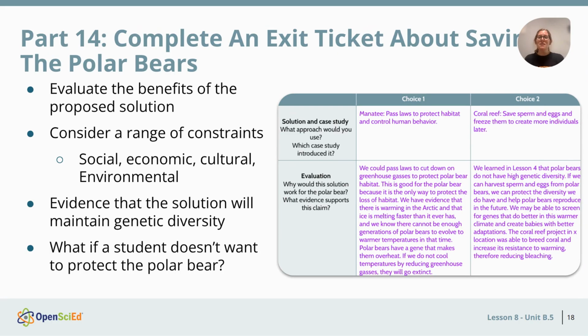Part 14, the students are going to complete an exit ticket about saving the polar bears. We've discussed as a class the options for saving polar bears, what the consequences could be. And now we're going to evaluate the benefits of the proposed solution. We're going to consider a range of constraints. What's the social, economic, cultural, environmental impact, and the evidence that the solution will maintain genetic diversity. There's that emphasis on genetic diversity again.